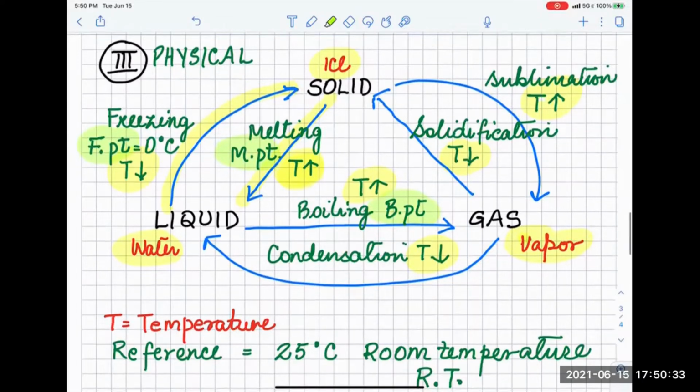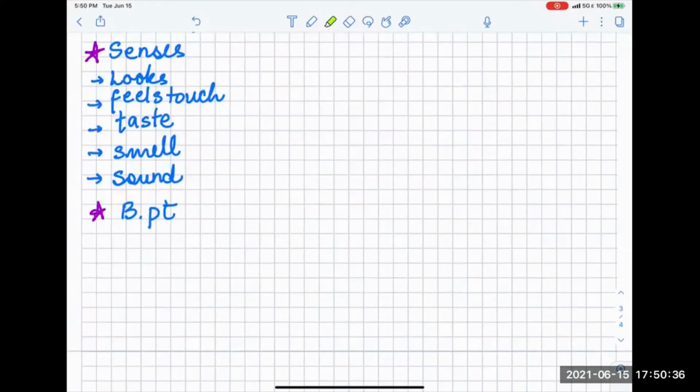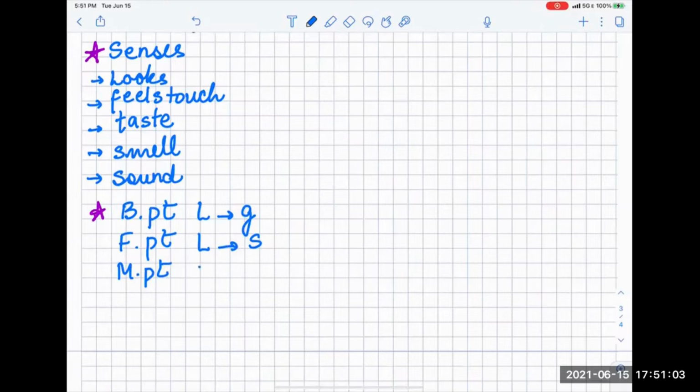Okay, so all these changes of state, every substance has a very unique boiling point. At that temperature, it changes from a liquid to a gaseous state. Freezing point is at a very specific temperature. Every substance has a specific freezing point when it goes from a liquid to a solid state. And melting point, again, is very characteristic of that substance, where it converts from a solid to a liquid state. Okay, so these are one thing.